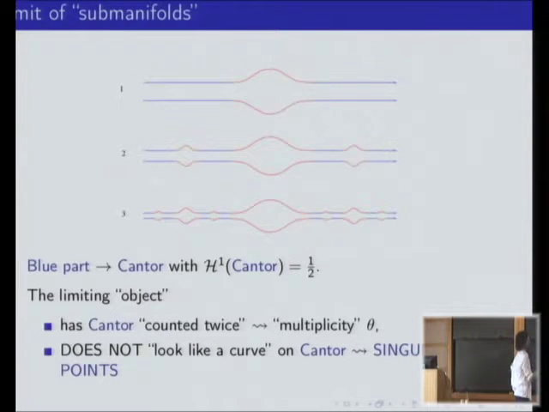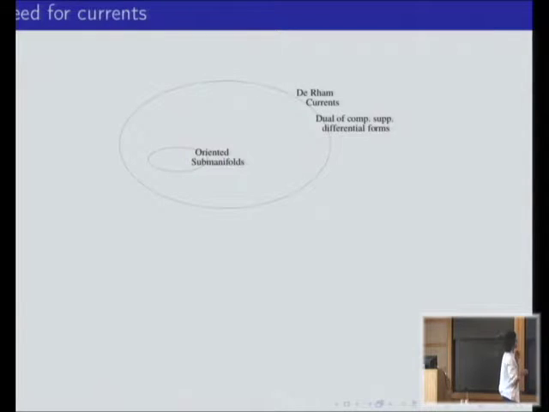So whenever you want to allow a notion of limit in this sense, you must allow these two things: count things with multiplicities and allow singular points, possibly many singular points, because in this case, the whole Cantor set in the limit is made of singular points, and this has a positive measure. Now, to make formal sense of this, one possibility is to appeal to the theory of currents. And this is what we will do.